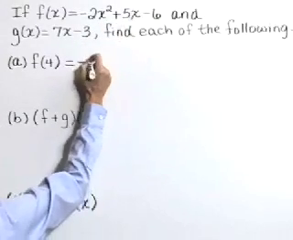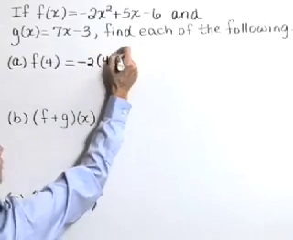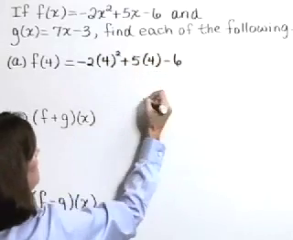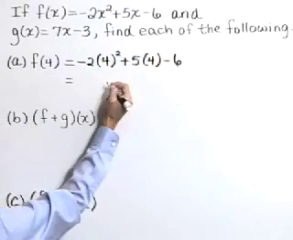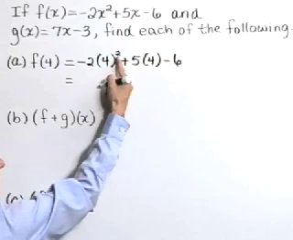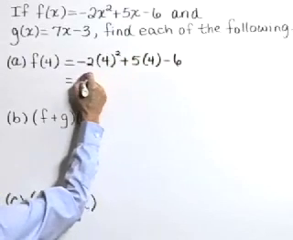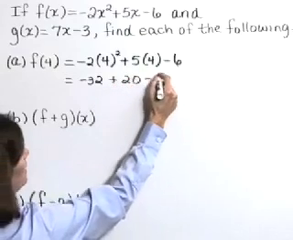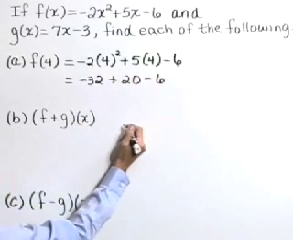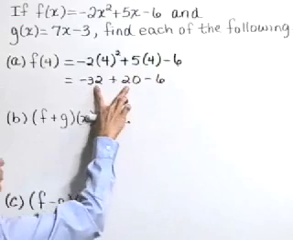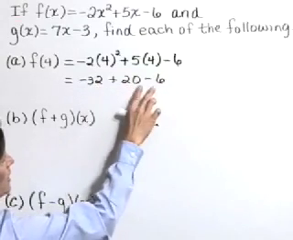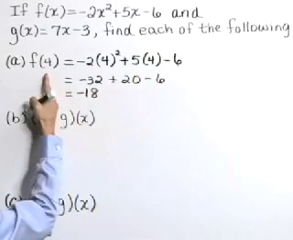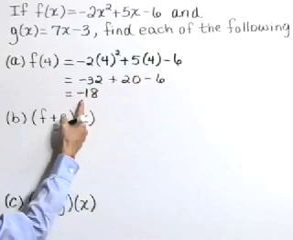This gives a negative 2 times 4 squared plus 5 times 4 minus 6. That's 4 squared is 16, times negative 2 is a negative 32, plus 20 minus 6. Adding from left to right, negative 32 and 20 is a negative 12. Minus 6 gives a negative 18. So f of 4 is equal to negative 18.